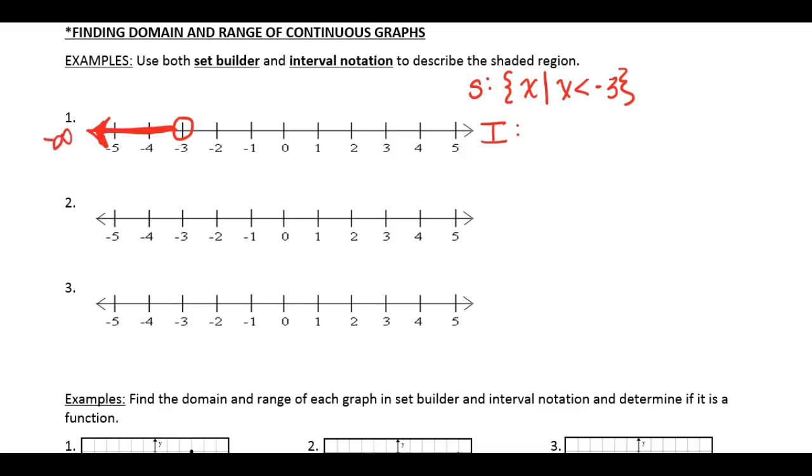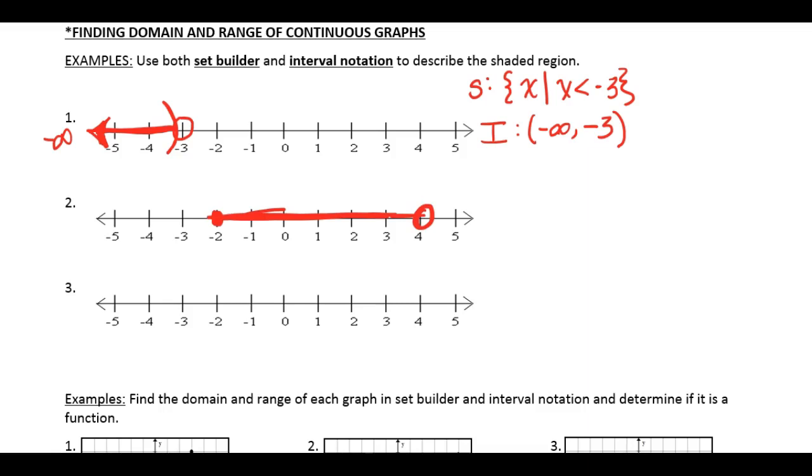It points to -infinity. So we always put a parenthesis with -infinity, and we read from left to right, and we come up to -3. But because this is an open circle, you can think of it as a parenthesis, so you would put a parenthesis on that. These two things mean the same thing. This is set notation up here, and this is interval notation. Let's try the next one.